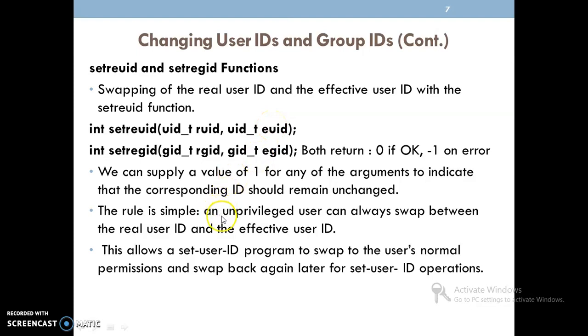The rule is simple: an unprivileged user can always swap between the real user ID and the effective user ID. This allows a set user ID program to swap to the user's normal permissions and swap back again later for the set user ID operations here.